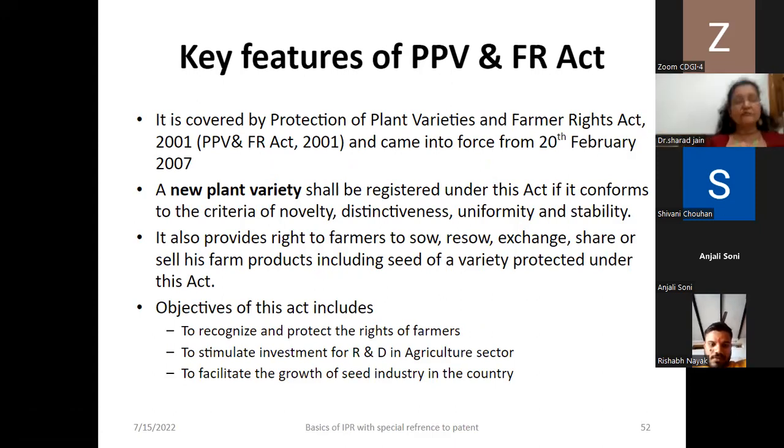So the objective of this act is to recognize and protect the rights of farmers, to stimulate investment in R&D in the agriculture sector, and to facilitate the growth of the seed industry in the country. So anybody who has developed any plant variety or any kind of seed can go into this category, can apply, and can get a monopoly in selling that kind of product.